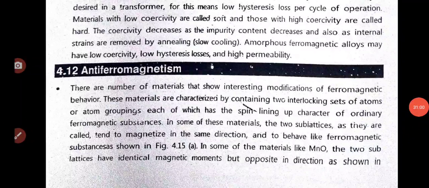So the next point we see here is anti-ferromagnetism. What is meant by anti-ferromagnetism? Anti-ferromagnetism is considered a material which shows an interesting modification of the ferromagnetic behavior.